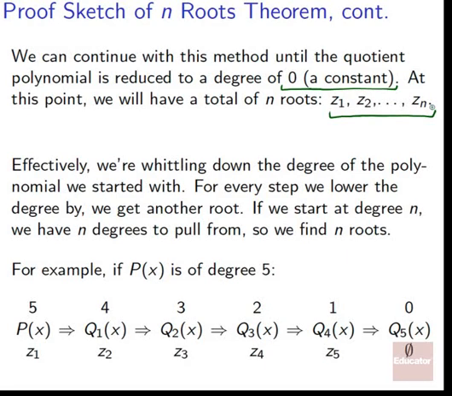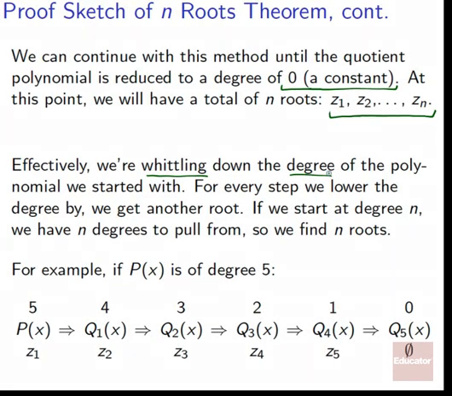Effectively, what we're doing is we're whittling down the degree of the polynomial we started with. For every step we lower the degree by, we manage to get another root. If we start at degree n, that gives us n steps to go down, so we've got n steps to pull from, and we manage to get n roots out of it.